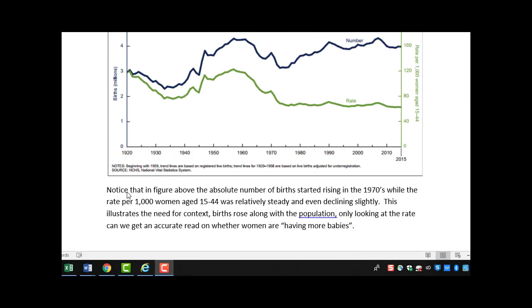So just to clarify this one more time, notice that in the figure above, the absolute number of births started rising in the 70s, while the rate per 1,000 women aged 15 to 44 was relatively steady and even declining slightly. This illustrates the need for context. Births rose along with the population. Only looking at the rate do we get an accurate read on the question, are women having more babies? So it's the rate that we use to compare when we ask questions like that.